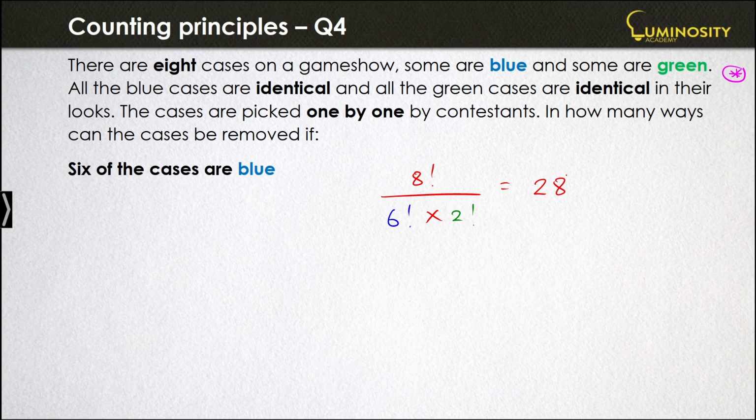That's how we would do these types of questions when they are identical objects. We always take the total number of objects and divide out the repetitions, the cases that are identical.